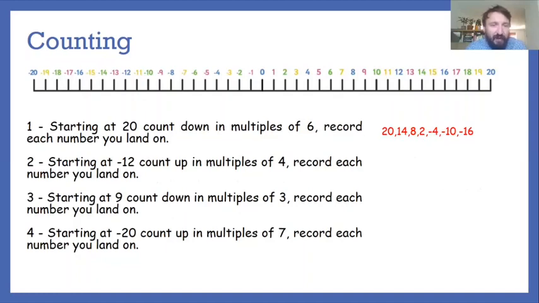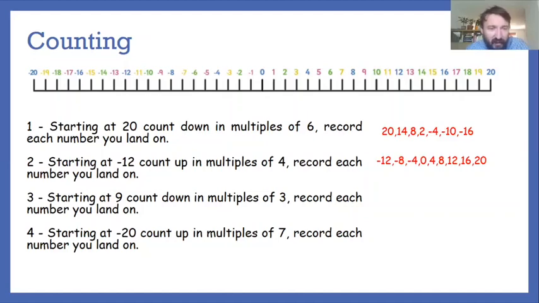Starting at -12, count up in multiples of 4. Record each number you land on. So -12 as my starting point, and I'm counting up in 4s. So we have -12, -8, -4, 0, not forgetting 0, 4, 8, 12, 16, and then finishing on 20.